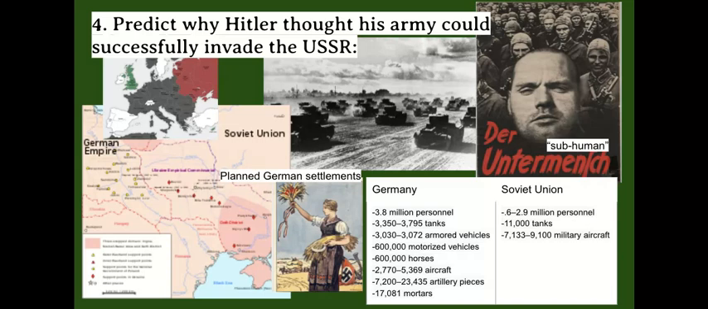Well, the USSR is mostly Russia. Napoleon famously failed to invade Russia. Russia is famously difficult to invade. So why did Hitler think he could do it? A lot of reasons. On this slide, we have a couple of those.